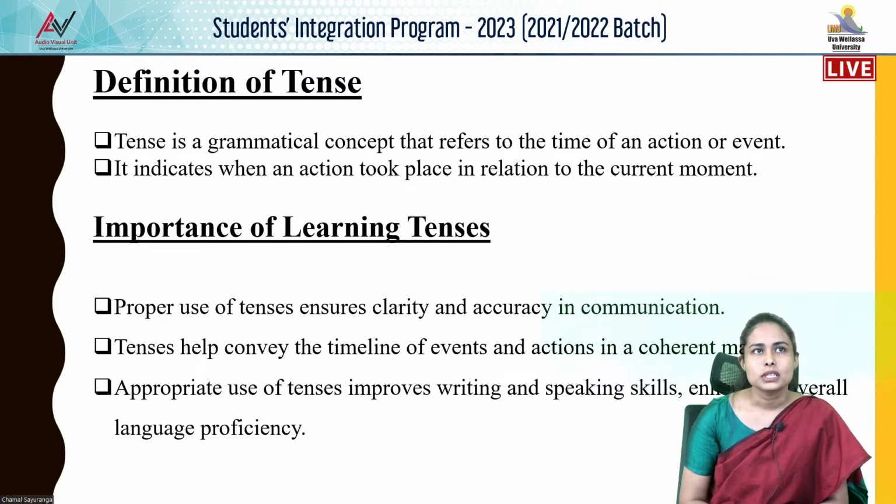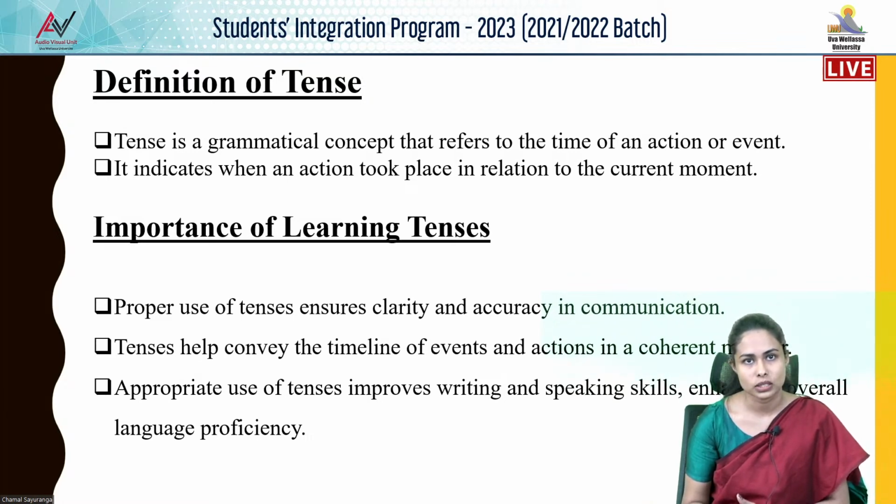The first topic, definition of tense. Now, when it comes to tense, let's look at the definition here. Tense is a grammatical concept that refers to the time of an action or event, right? Now we know that tenses fall into the category of grammar when it comes to a language, right? And it is a grammatical concept.